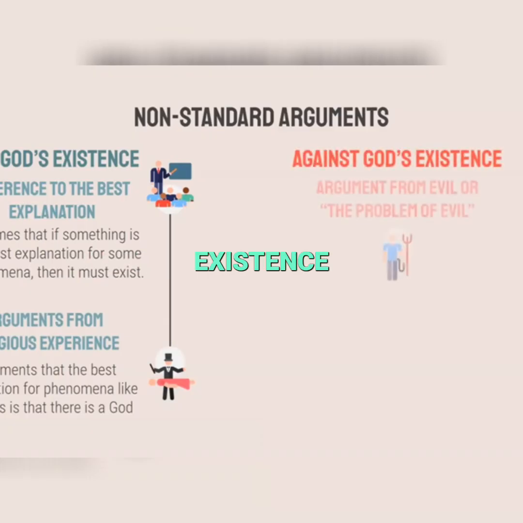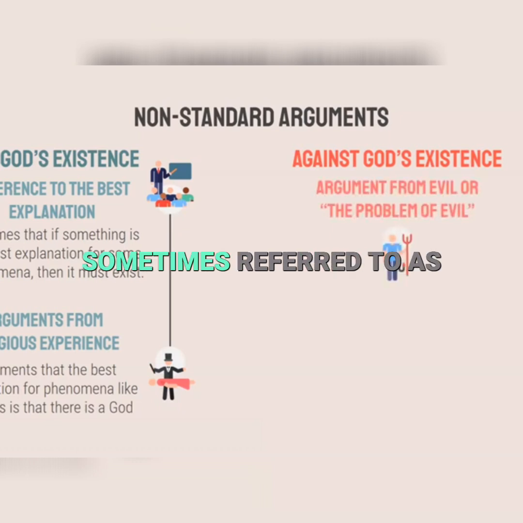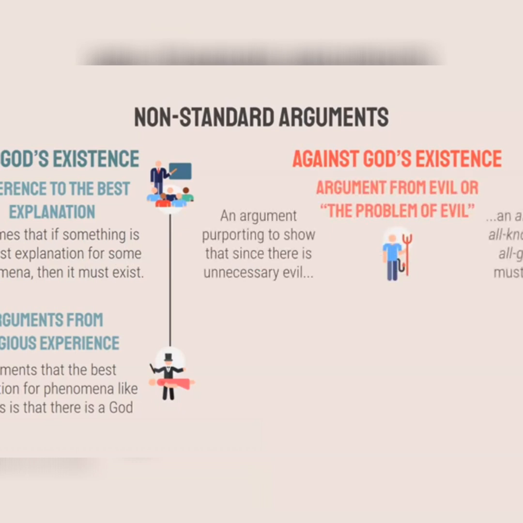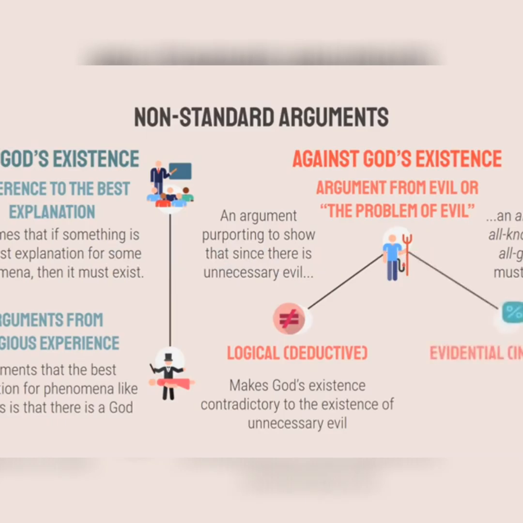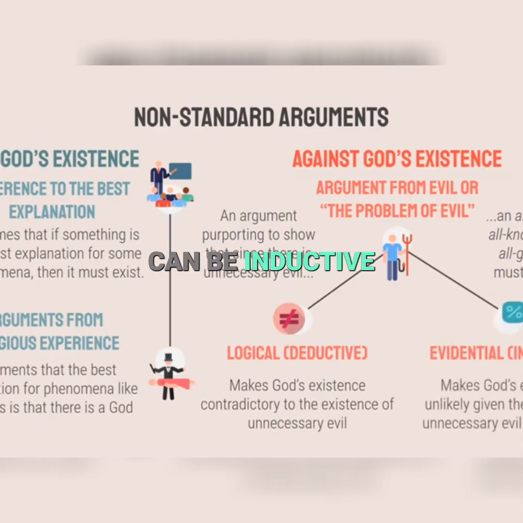And then we have arguments against God's existence. One that we'll mention is the argument from evil, sometimes referred to as the problem of evil. This is the argument in a nutshell that tries to show that since there is unnecessary evil, and a lot of it in the world that we have, whether it's children dying or a lot of unnecessary pain and suffering, this is incompatible with the notion of an all-powerful, all-knowing, and all-good God. So therefore, God must not exist. This argument tries to show that God's existence is contradictory with, or incompatible with, the existence of unnecessary evil. And then sometimes it can be inductive, which makes God's existence not completely ruled out, but unlikely given the amount of unnecessary evil in the world.